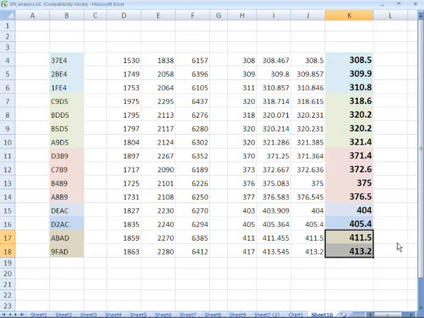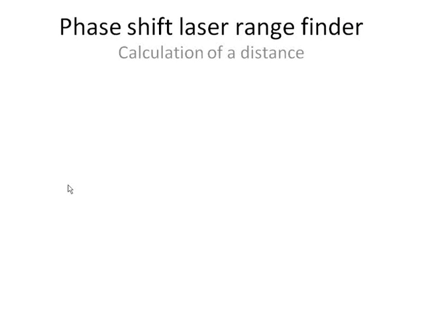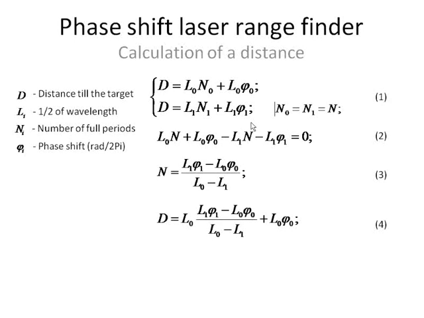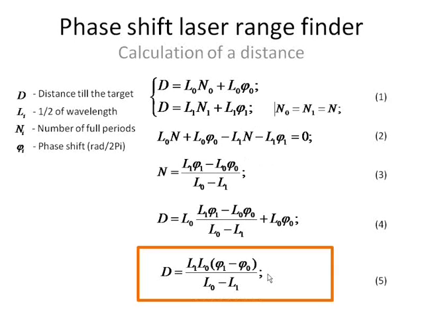So now wavelengths and phase shift are known, but in order to calculate the distance, the uncertainty of the number of periods must be solved. Let's go back to the mathematics. If we have two measurements on the same distance and the wavelengths are close enough, we can assume that the number of periods in both measurements are the same. And now, solving the system of equations, a distance might be expressed as the following.